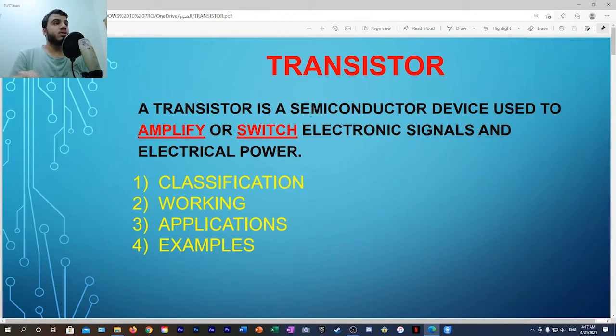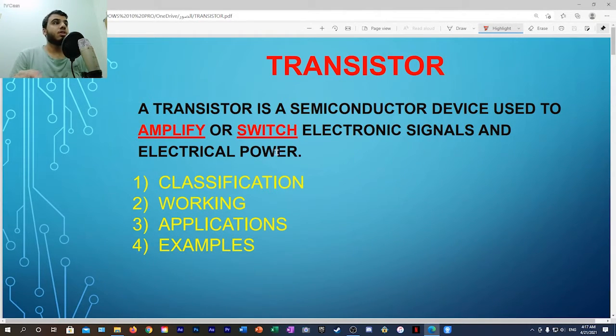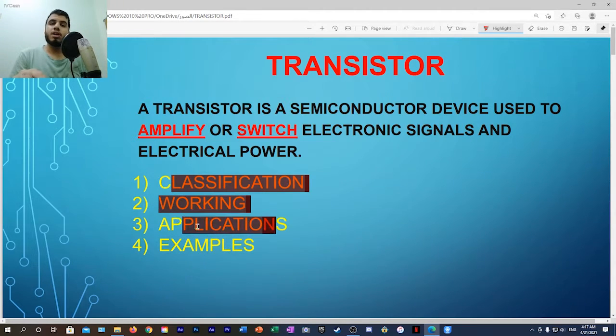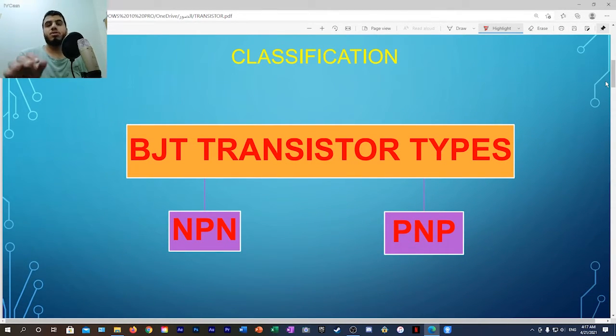Okay, in this presentation I will talk about the classification of transistors, how many types there are, and so on, the working, applications, and examples. So let's begin. Classification of transistor.